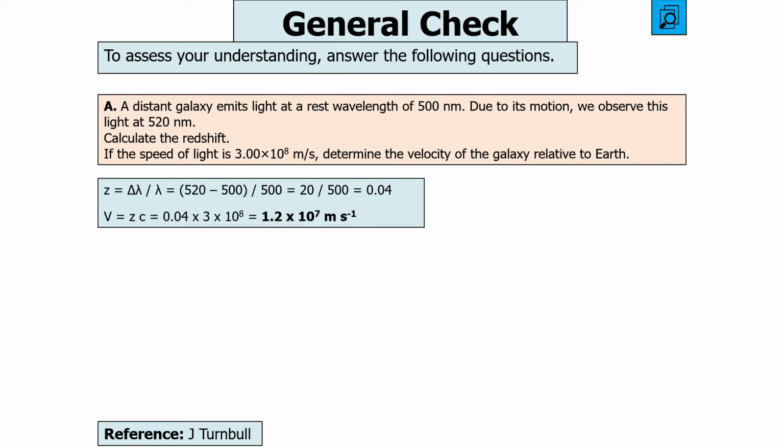So we know Z is equal to change in lambda over lambda. Now we don't need to convert from nanometers into meters as it's a ratio. So it's 20 over 500, which is 0.04. So v is Z times c. We pop in the values, you get 1.2 times 10 to the 7 meters per second.